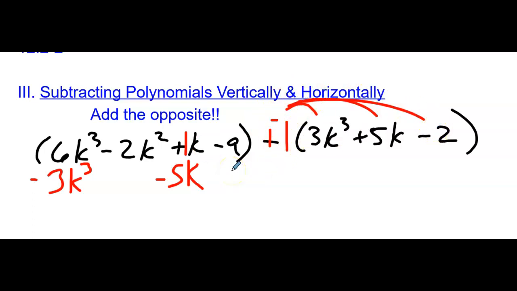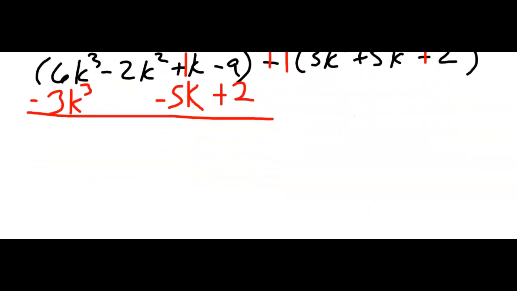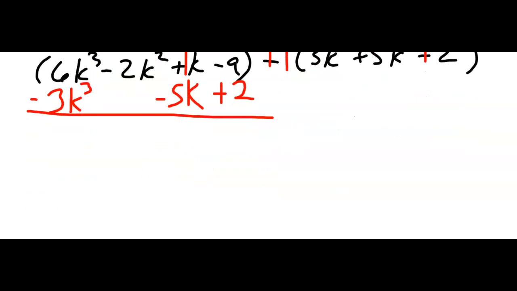So if you see subtraction, you could change it to adding the opposite there as well, right? So when I multiply negative 1 to the negative 2, I end up with a positive 2. So I'm going to basically be adding 2. So now we have all of the like terms in columns, so we can simply add.